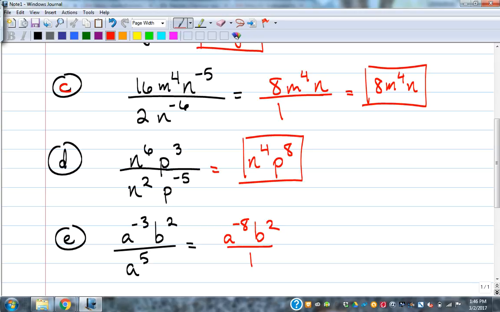Now, here's where the negative exponent rules come in. We've got a negative 8. We can't leave a negative exponent. How do we change that to a positive 8? Does anybody remember? Move it to the bottom. That's exactly right. So we're going to move this a to the negative 8. It's going to move to the bottom and change to a positive exponent. That's the way that rule works. So b squared stays up top, a to the positive 8 in the bottom. And you're done. Nothing left to do on that.